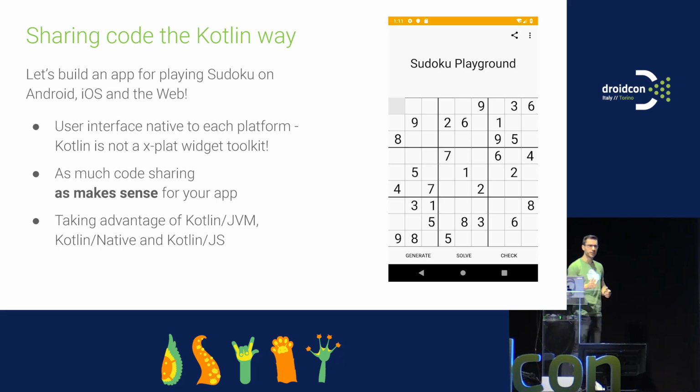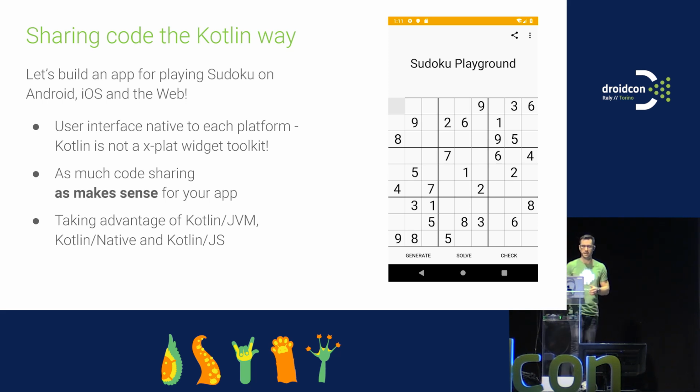But then there's two other compilers for Kotlin. There's Kotlin Native, which can compile Kotlin code down into native machine code that runs on the device itself. And then there's Kotlin JS, which can transpile Kotlin into JavaScript code that can run in the browser or even on something like Node.js.